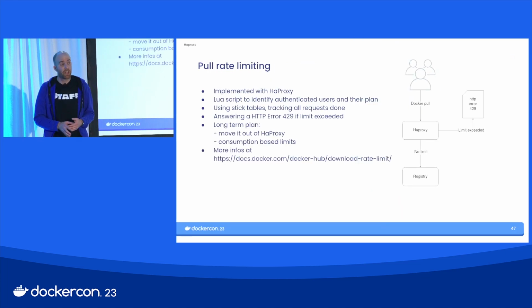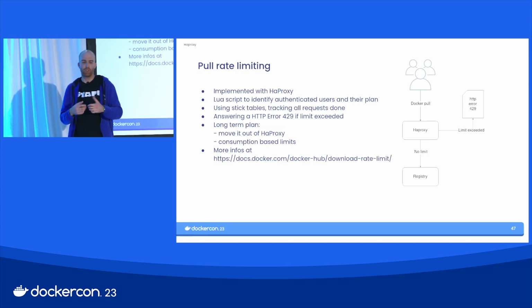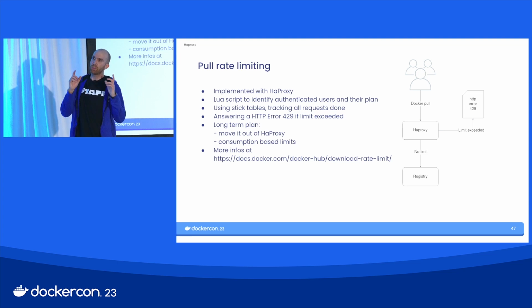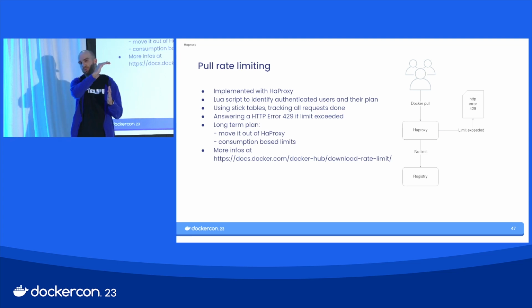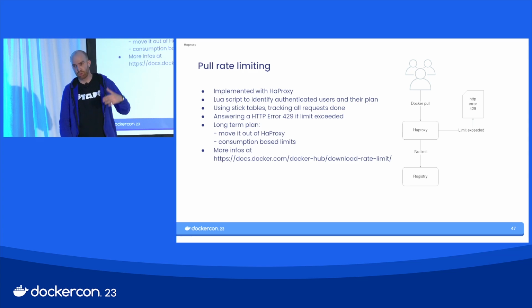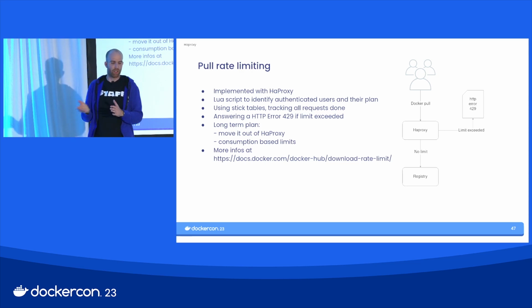I think you know that we got some pool rate limiting in place. It's done inside HAProxy. For that, we got some scripts that will authenticate the user, so whether you are a logged-in user or not, your plan, etc. It compares with that and knows the limits you can have. We're using the HAProxy stick tables to track all the requests you are doing to the registry, to know the number of requests you are doing. If you exceed the limits, you will get an error.